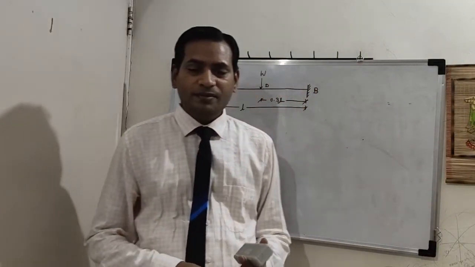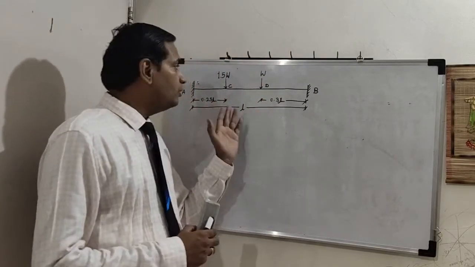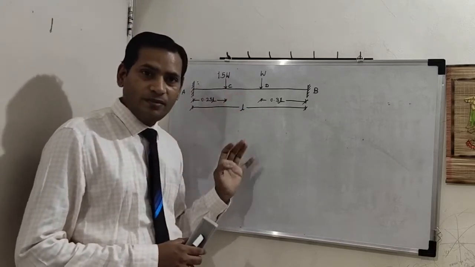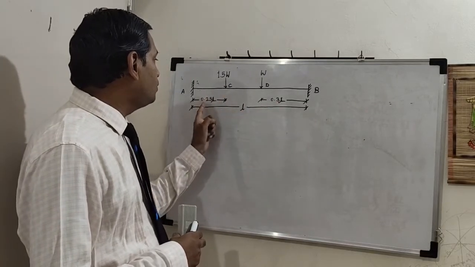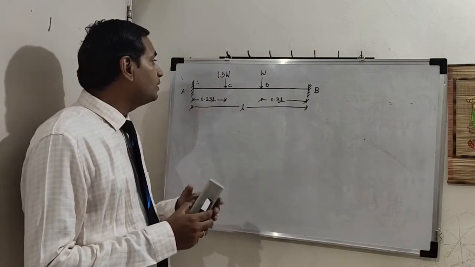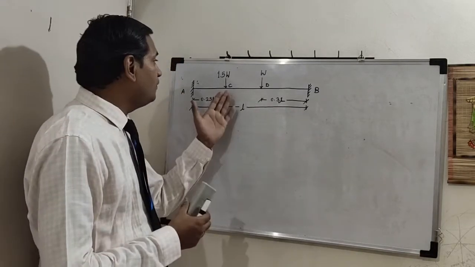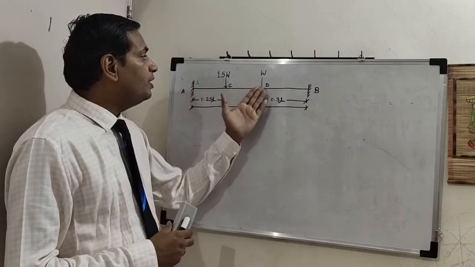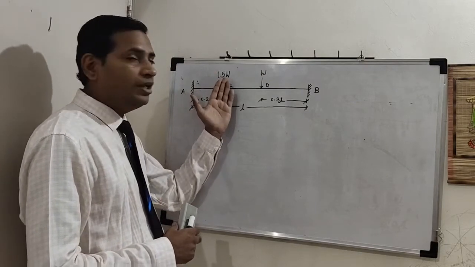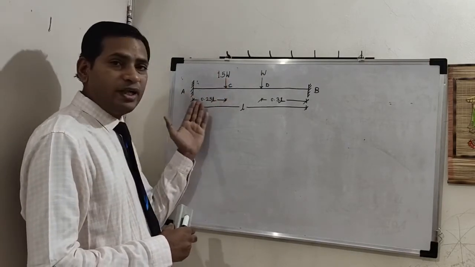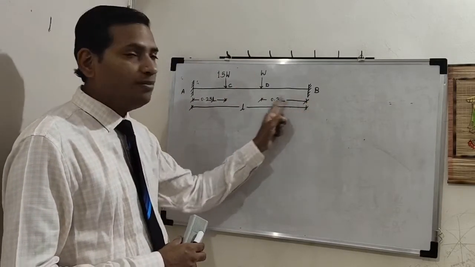Welcome again, friends. Now we shall see a fixed beam which is subjected to multiple concentrated loads. I have taken deliberately odd numbers, 0.3 L, 0.25 L, 1.5 times W, and so on. So this is a fixed beam AB. On C we can see 1.5 times W is the load. On D, W is the load. Position of 1.5 W is at 0.25 times L from A, and that of W is 0.3 L from B.